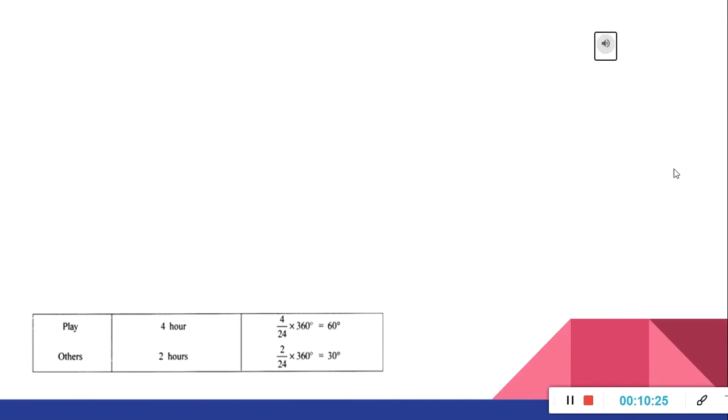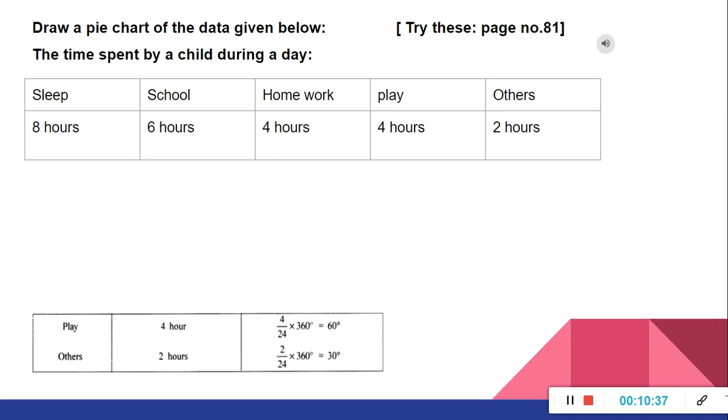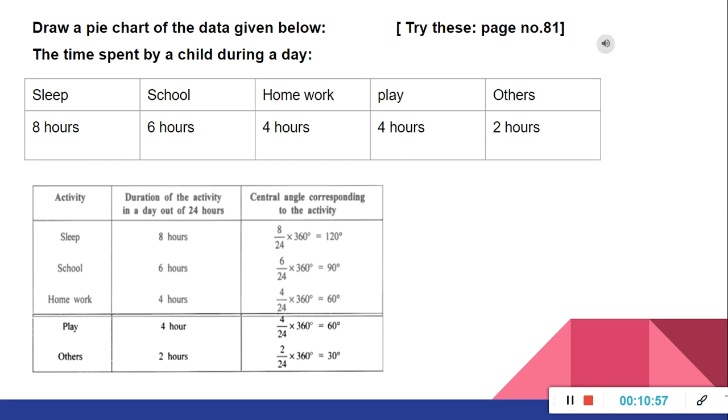Next, try this question of page number 81. Draw a pie chart of the data given below. The time spent by a child during a day is the data. Sleeping time 8 hours, school timing 6 hours, homework 4 hours, play 4 hours, and others 2 hours. For that, first we have to find the central angles. Only then can we draw a pie chart, isn't it?